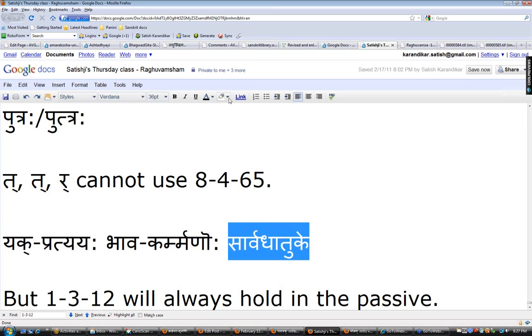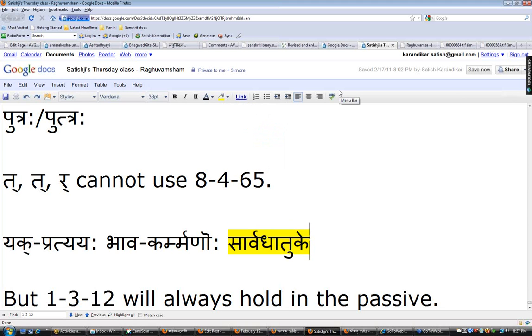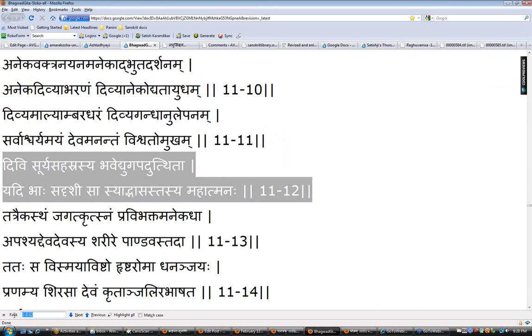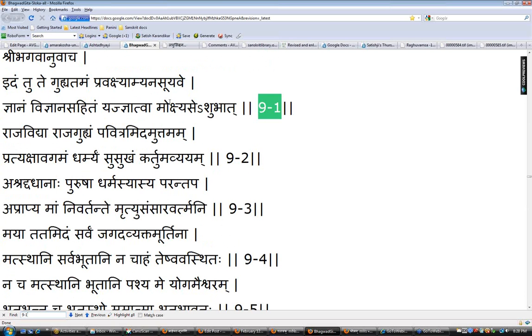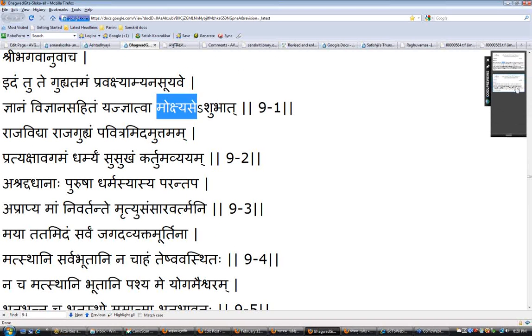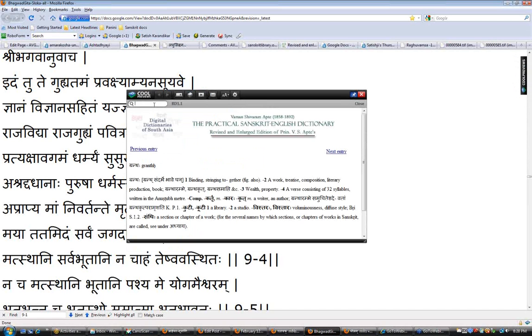A shloka in the Gita which I like for this sutram, sarvadhatuke yak, is yajnatva moksha se shubhat, Chapter 9, first shloka. Idam tu te guhyatamam pravakshyamyanasuyave, jnanam vijnana sahitam yajnatva moksha se shubhat. Moksha se is a future tense of dhatu much. Having known which, no, is this active or passive? How do we know? Moksha se. Again, dhatu much, maybe ubhayapadi, maybe parasmapadi.